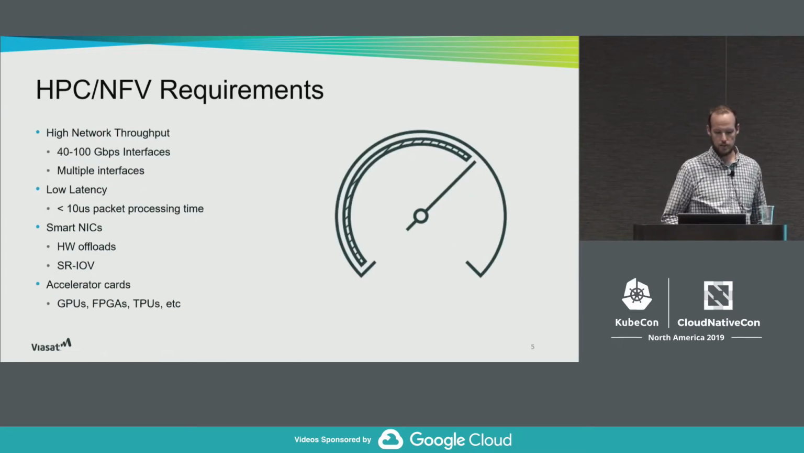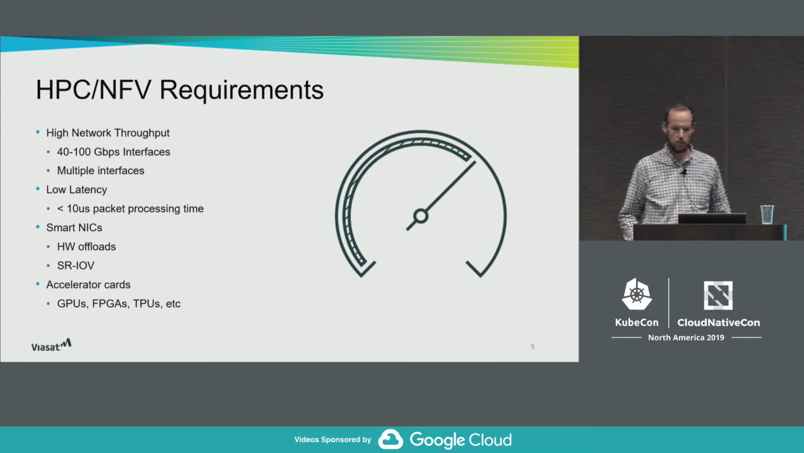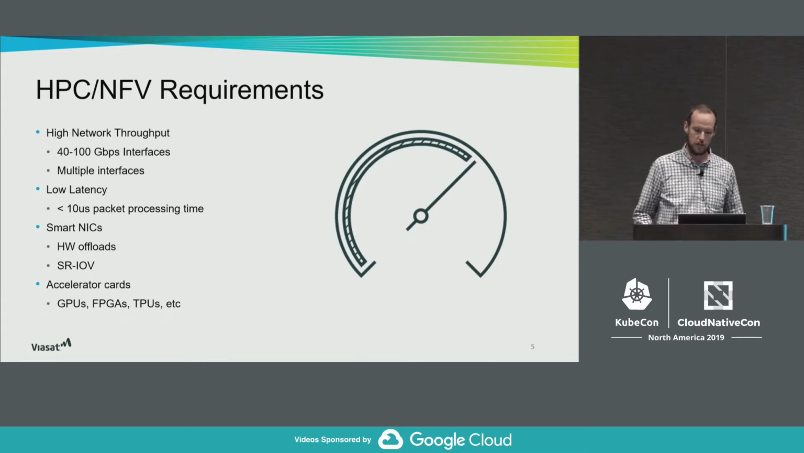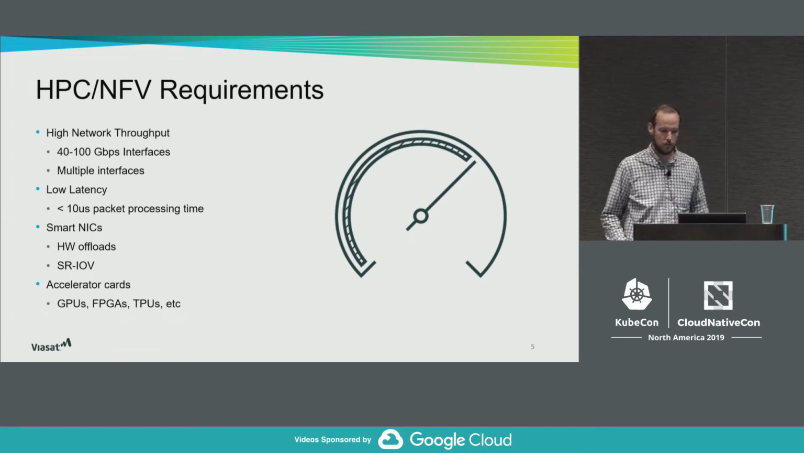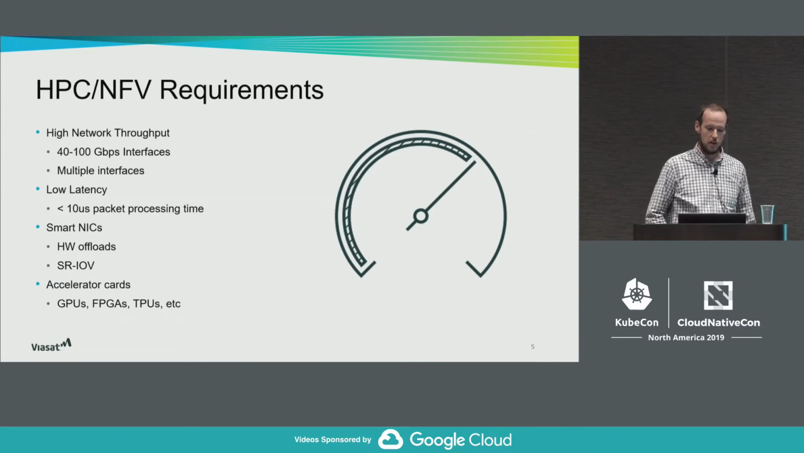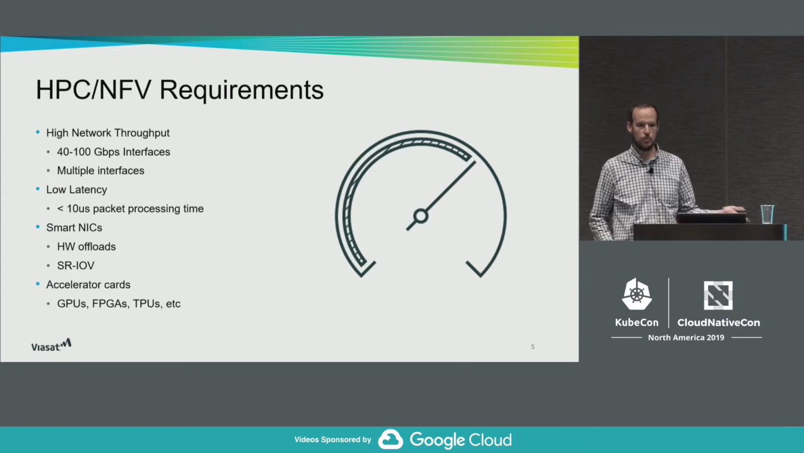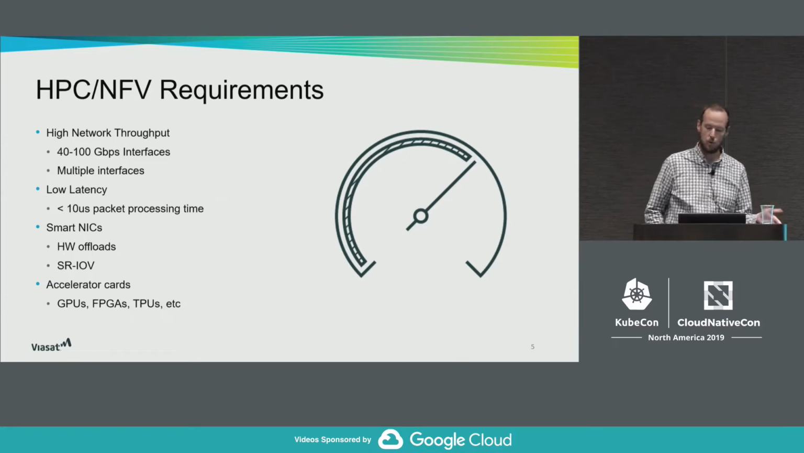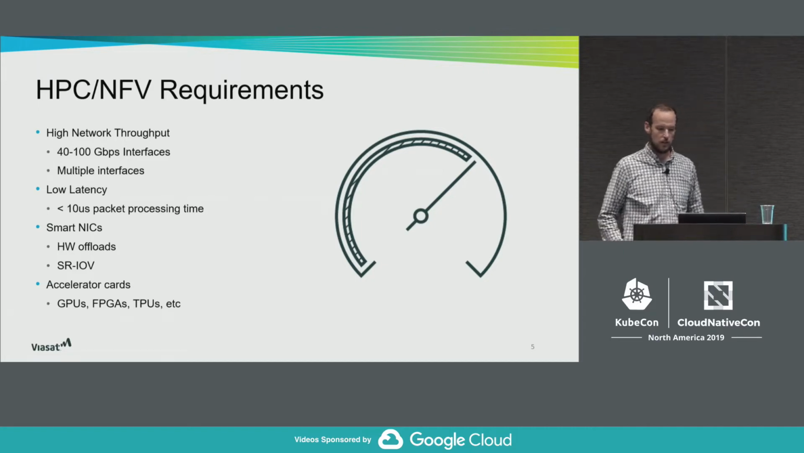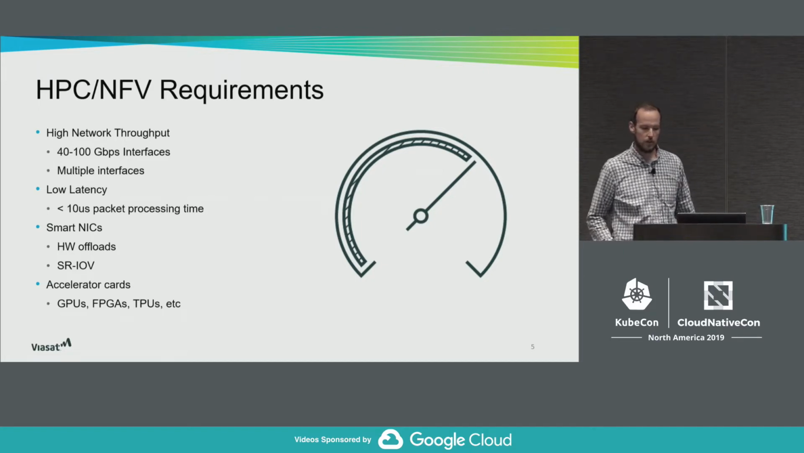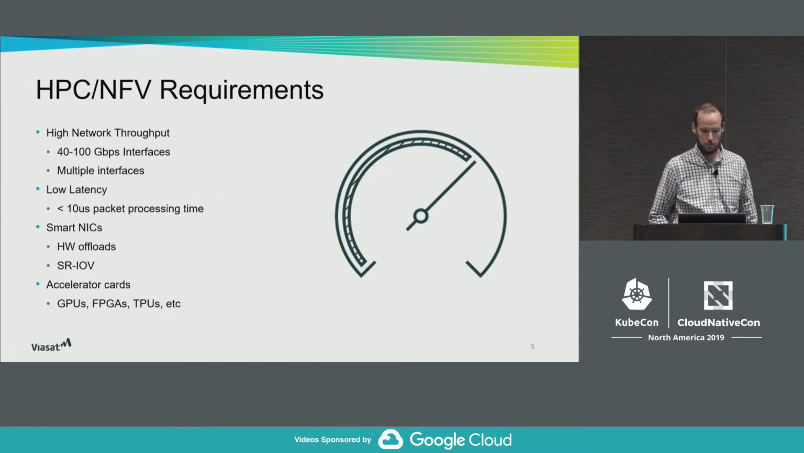And these applications typically need very high network throughput. So 40 to 100 gigabit per second interfaces are very common now with HPC and NFV applications. InfiniBand's another type of interface that's very common. And usually there are multiple interfaces. So instead of just the single interface, which Kubernetes limits you to, usually you'll have multiple data plane interfaces in addition to the main interface. They usually require low latency, so under 10 microsecond turnaround time for packet processing is pretty common.